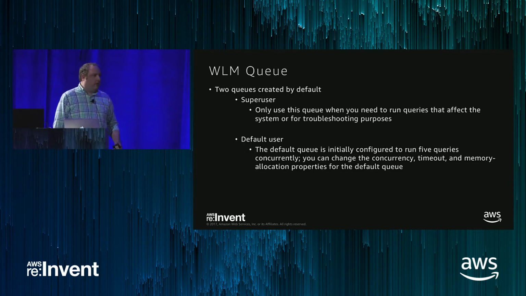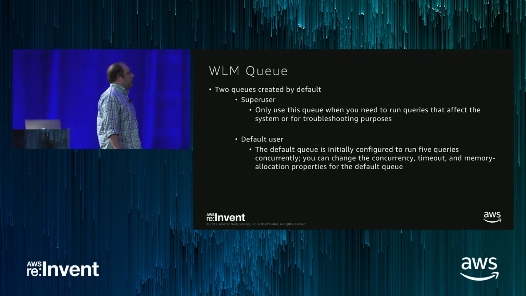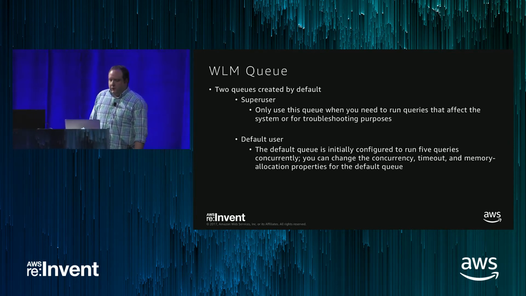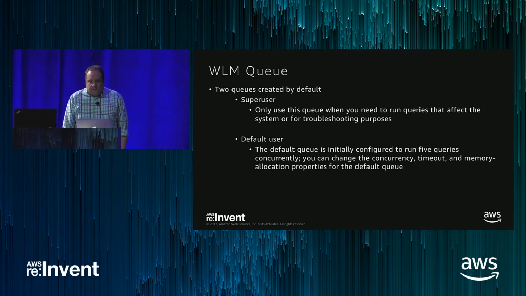So there's two queues created by default. There's a super user queue. This is only when you want to run queries that affect the system or for troubleshooting purposes. And then there's a default user queue. The default user queue is initially configured for 5 concurrency, but you can tweak that depending upon your workload.